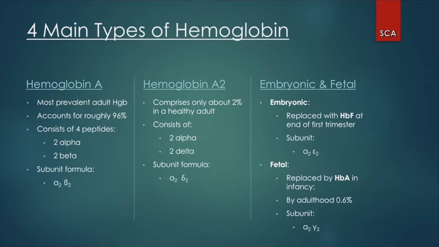The most prevalent is hemoglobin A, which accounts for roughly 96% of the hemoglobin in adults, and as we know, has 2 alpha and 2 beta chains. Hemoglobin A2 comprises only about 2% in a healthy adult, and has 2 delta instead of 2 beta chains. Embryonic hemoglobin is replaced with hemoglobin F, or fetal hemoglobin, by the end of the first trimester. Fetal hemoglobin is then replaced by hemoglobin A in infancy, and by adulthood we only have about 0.6% of it going around our body.